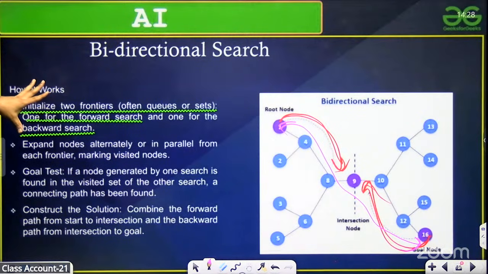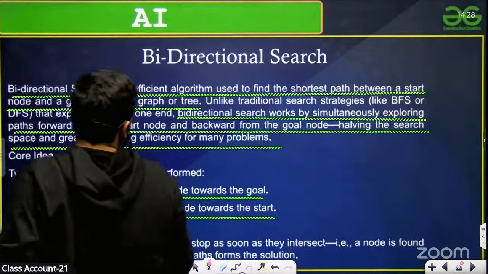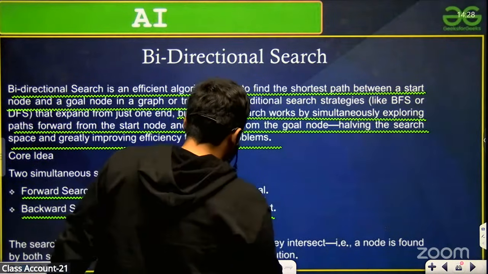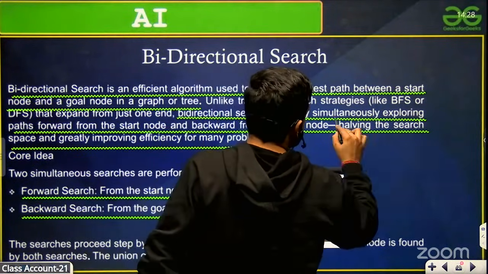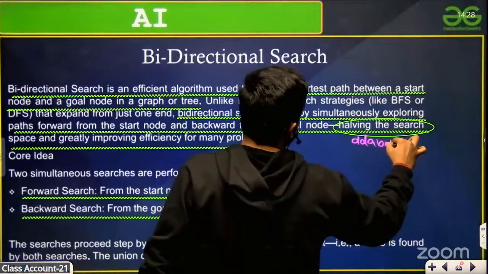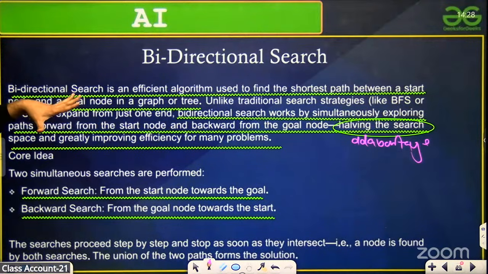So what is the advantage in this bidirectional search? So the advantage is that the search space gets halved. Okay, so this is the major advantage of using the bidirectional search. तो मतलब यहां पर जो search space होगा वो क्या हो जाएगा, that would be halved, ओके, and greatly improving the efficiency for many problems.